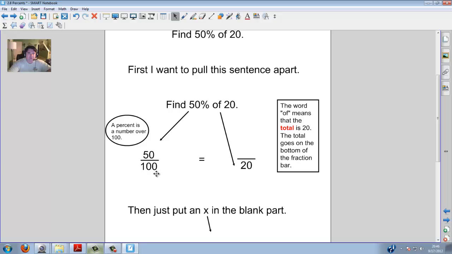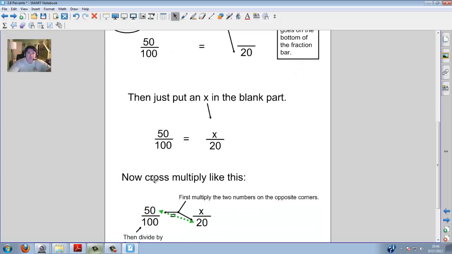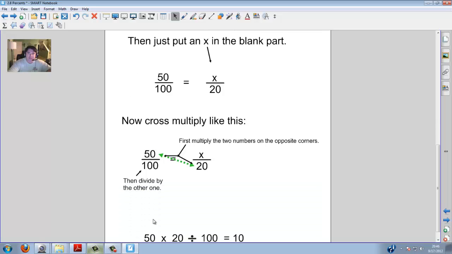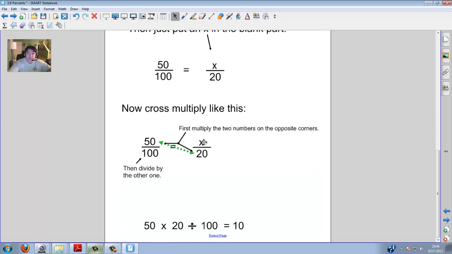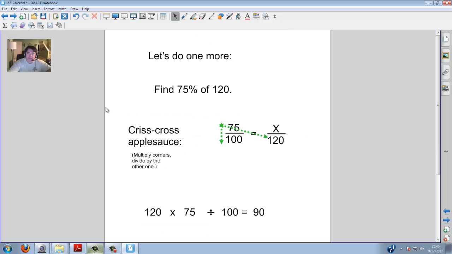So in other words, we're looking for half of the 20. Look, I know 50% of 20 is 10. You know it's 10, but it's not important. The answer is not important. The process is. So let's go ahead and now cross multiply like this. So 50 times 20, which is 1,000, divided by 100, which makes 10. As you can see here. So once again, we have the 10 there. Again, it's important to know how to do this, even though we knew the answer probably from the beginning.